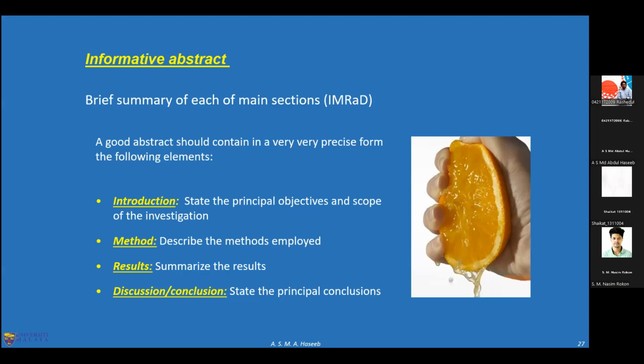Now, I already mentioned that basically a good abstract will have all the elements of IMRAD. So it will have introduction, method, results and discussion or conclusion. So you have to squeeze the juice out of your paper, which is about 6, 7, 8 pages, and put it into a paragraph of about, let's say, 250 to 300 words. And writing a good abstract is an art. It's not easy. It's difficult. It takes some practice.